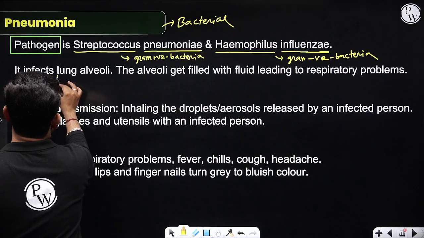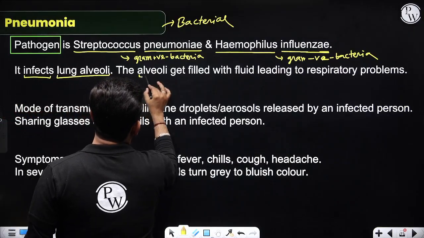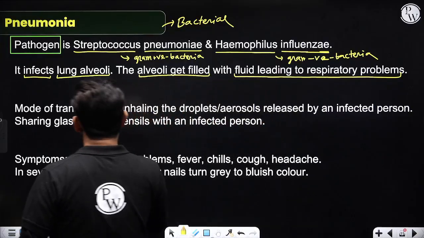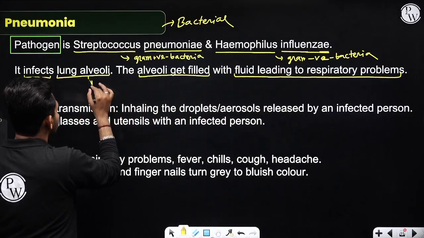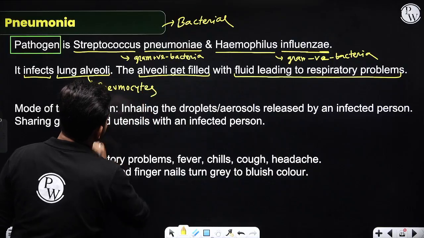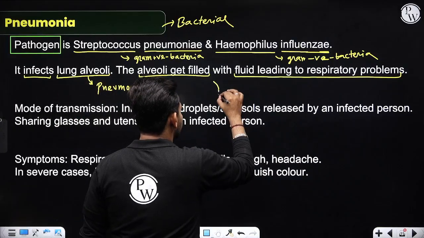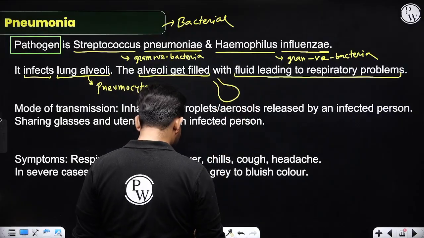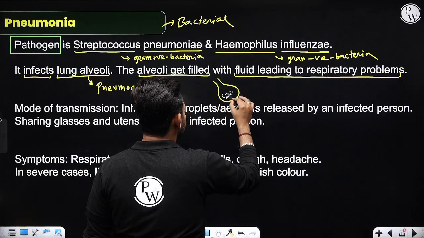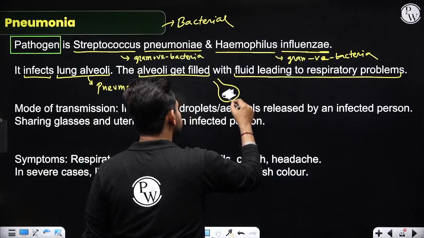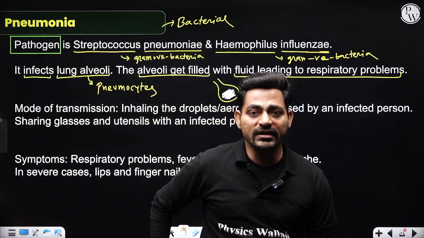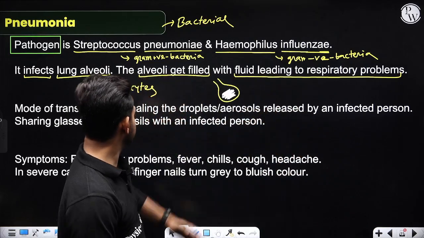It infects lung alveoli. The alveoli get filled with fluid, leading to respiratory problems. When they are infecting alveoli, basically they are infecting the alveolar cells called pneumocytes. When this inner wall of the alveoli is affected, it will release fluid discharge, and this fluid will start accumulating inside the alveoli. That will become a hindrance or obstacle for gaseous exchange.